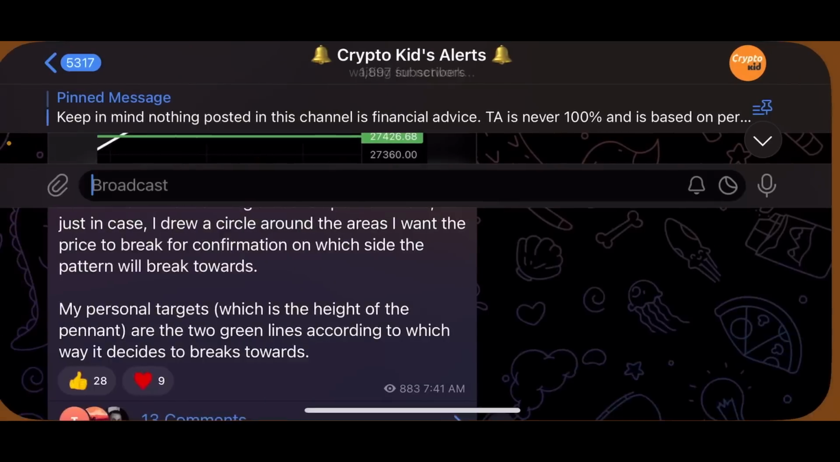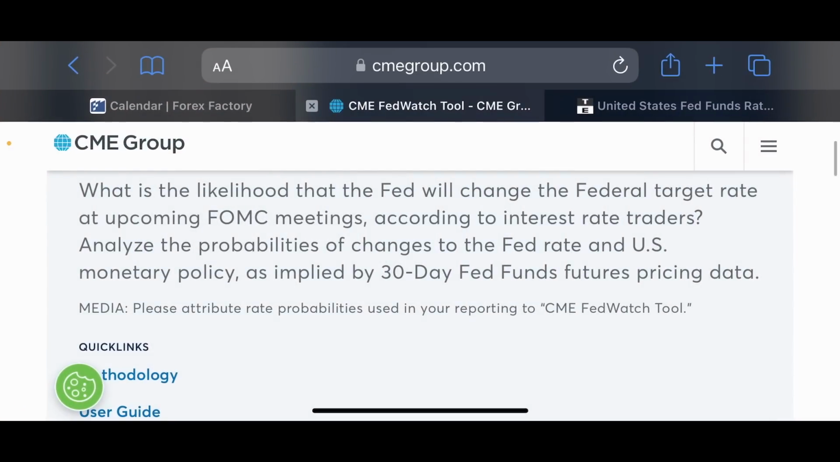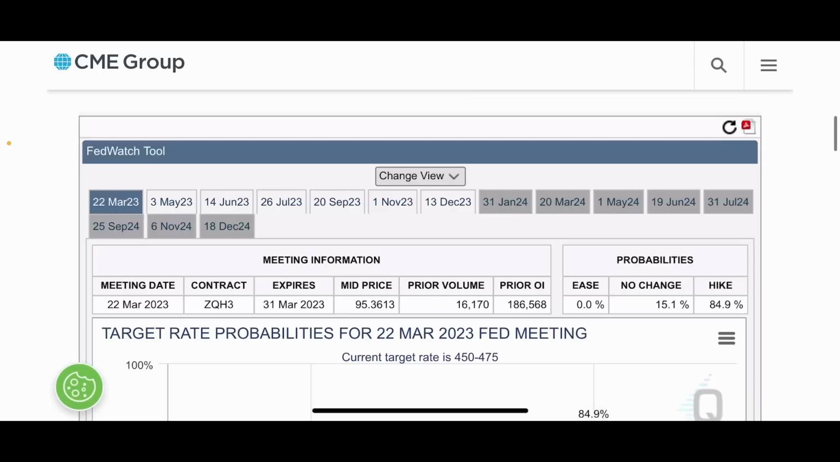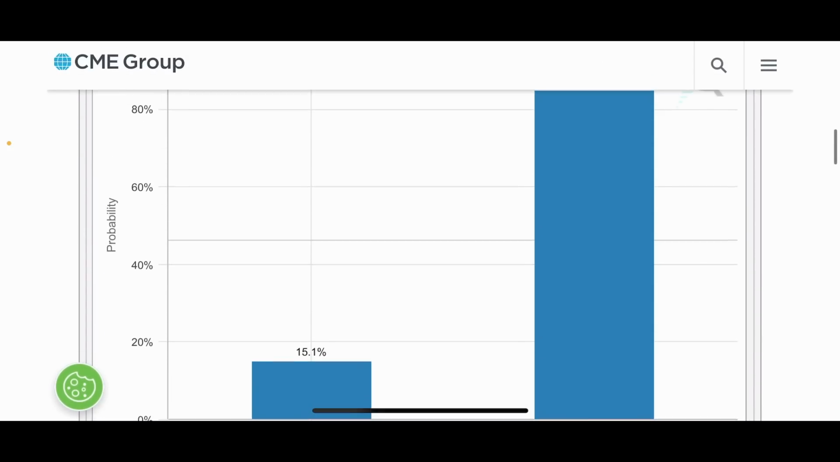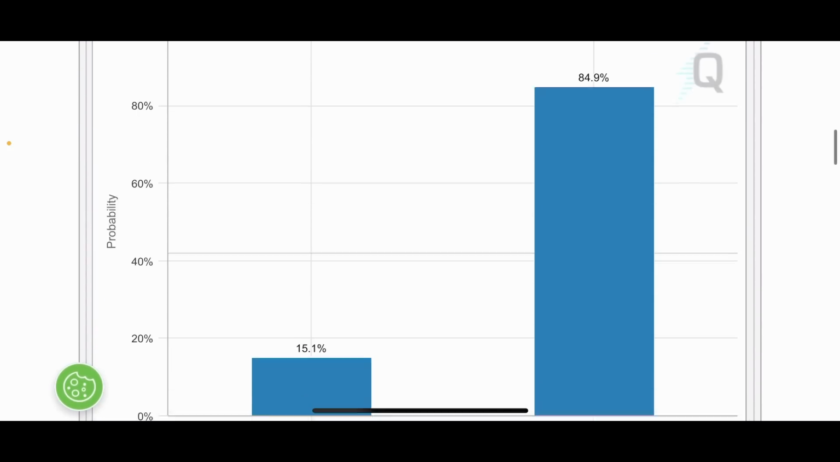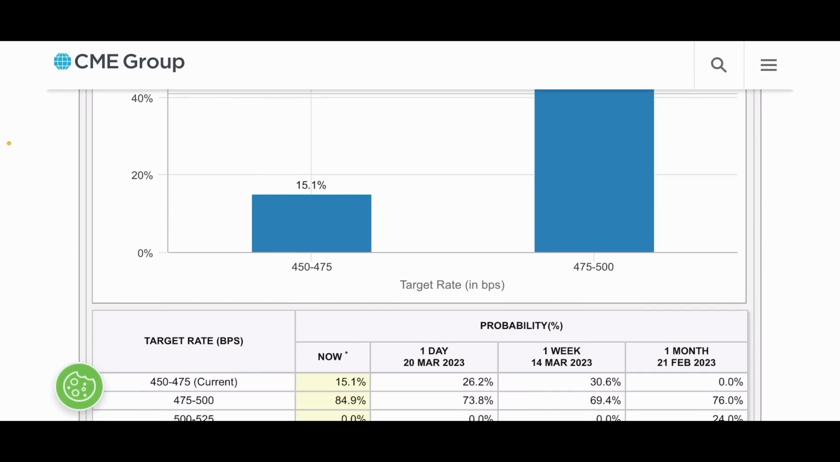Now if I jump into what the predicted interest rates are, I use the FedWatch CME tool for this. Basically the prediction is that we're going to have a 25 basis point increase. That's by 85%, and 15% of the people think that we will have a 25 basis point decrease.